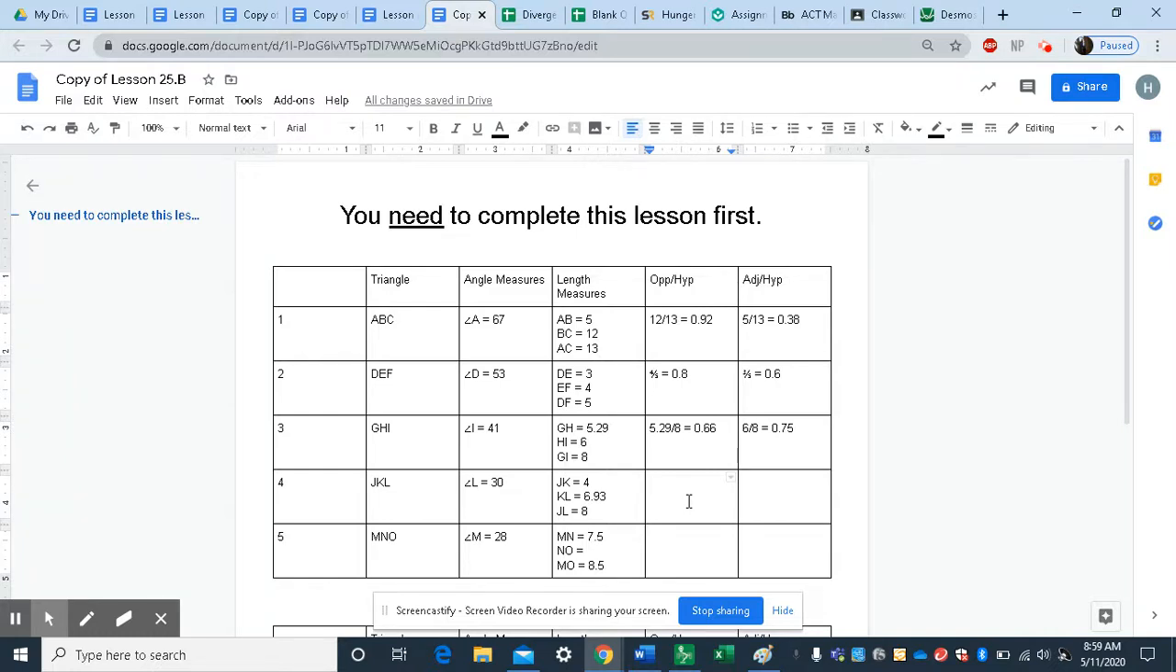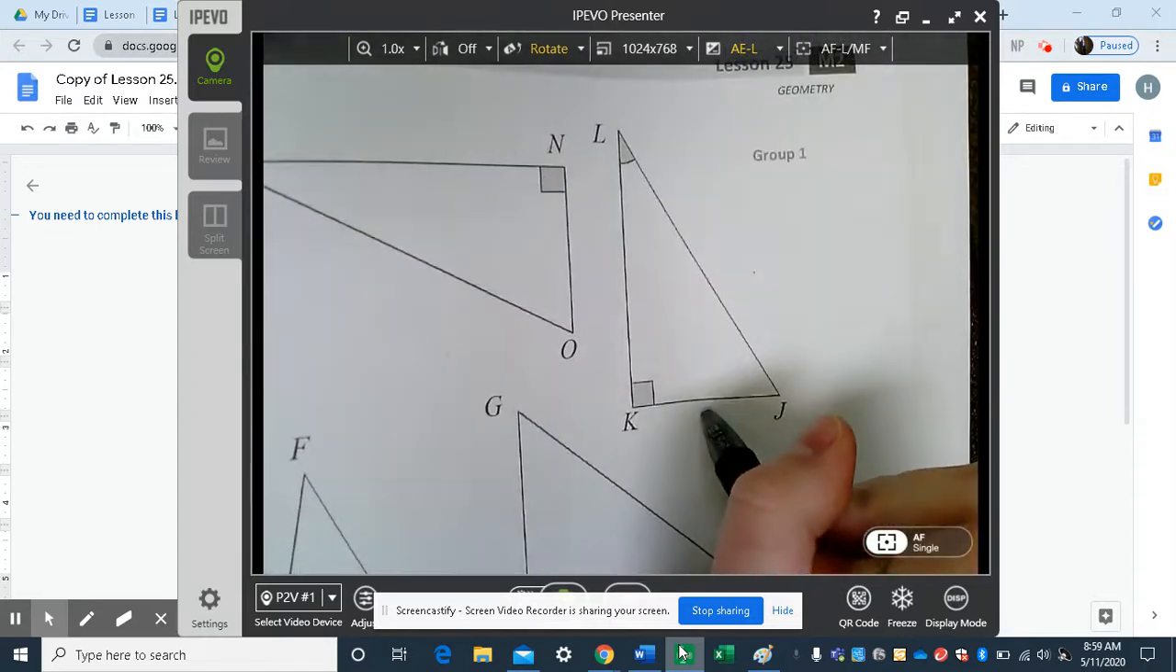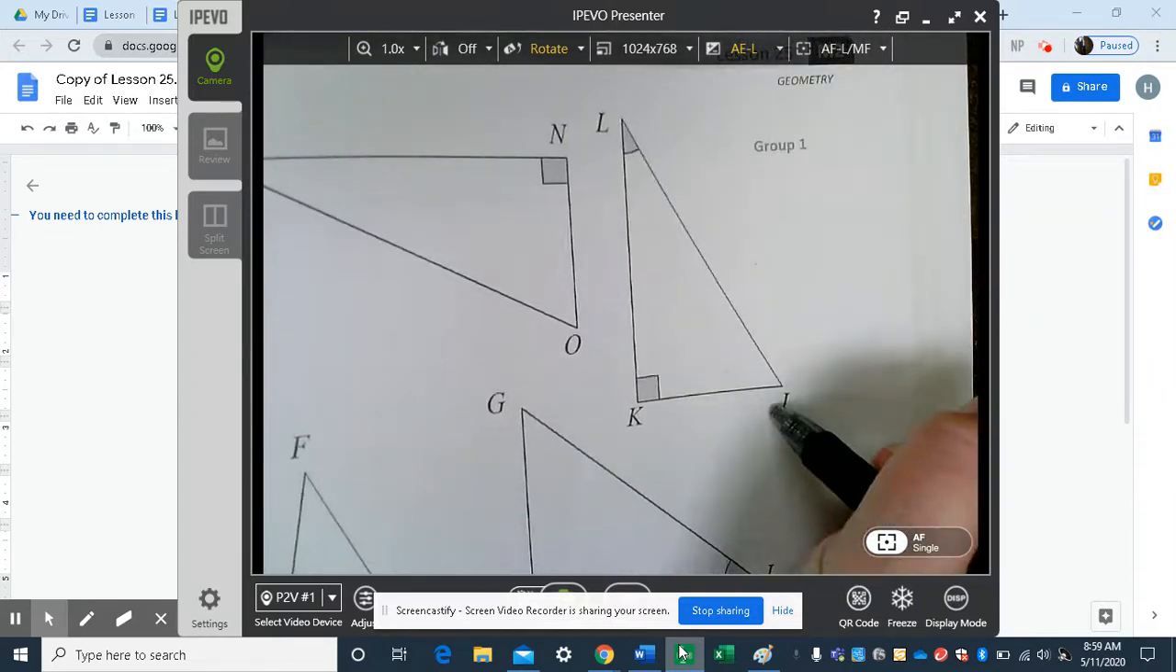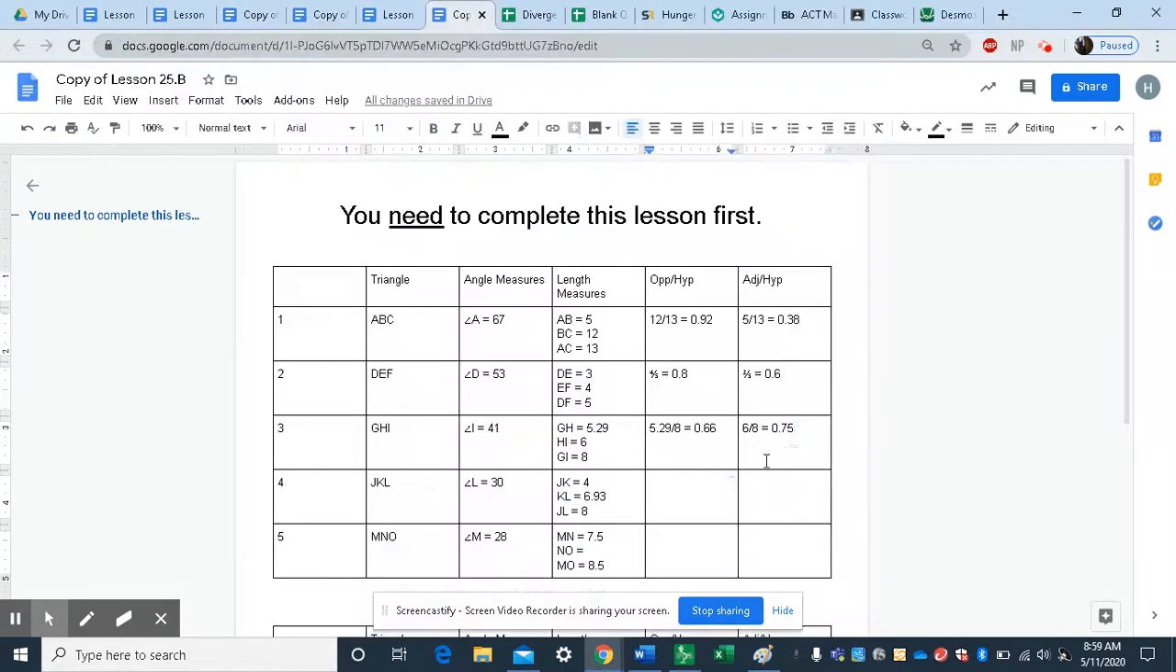So we're coming over to our picture. So we're doing opposite over hypotenuse. So we're going to do JK over JL. So we have 4 divided by 8 because we're doing JK over JL. And it equals 0.5.